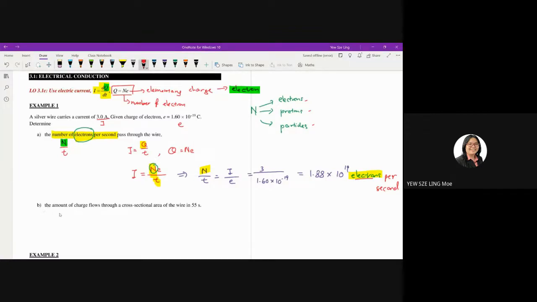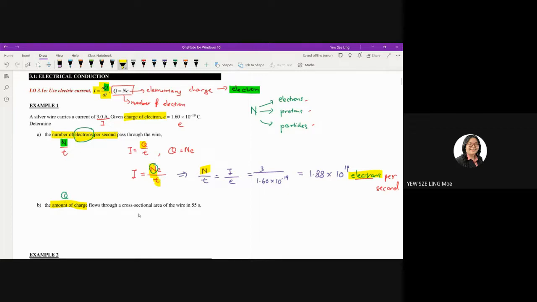And then question B, the amount of charge flow through the cross-sectional area. Aha. Now this question is asking for the amount of charge, total charge. Total charge means the question is asking for Q. It is not asking for e. e is the charge of an electron. If you look at the question, the charge of an electron is e. Amount of charge or total charge is Q. So that is the difference.